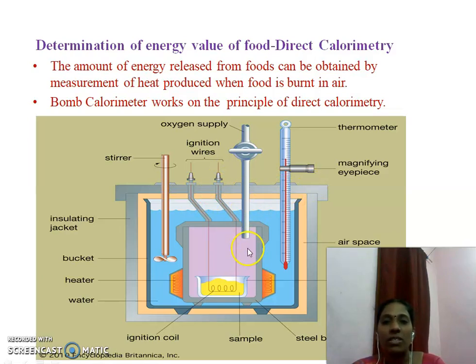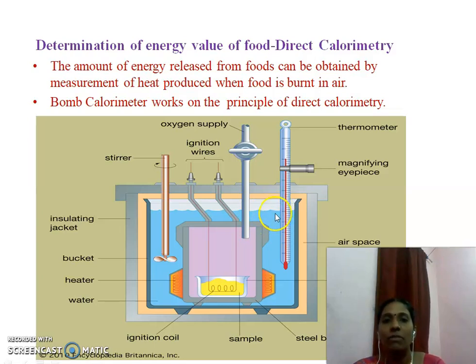With the help of the oxygen and the ignition wire, the food sample which is placed inside the crucible starts burning. So before going for this burning process, we should check the volume of the water which is present inside the bucket. As I have already told you, 3/4 of the bucket should be filled with water. So this 3/4 of the bucket should be weighed.